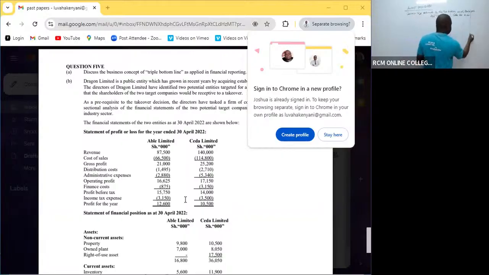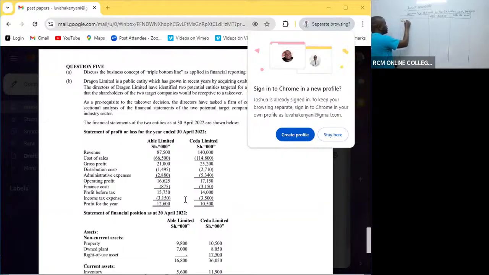So we can have those two. Our amounts are in shillings of thousands. So remember, when you're coming up with a common size statement analysis with regard to the income statement, we take the sales or the revenue to be the base. It means that our sales here will represent 100%.